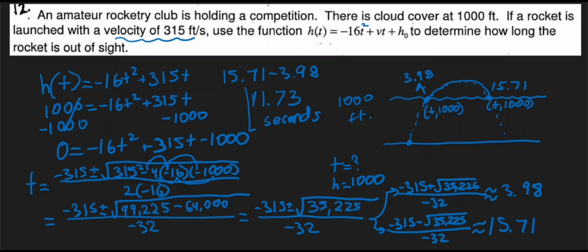All right, so for 11.73 seconds, the rocket would be out of sight, and that would be the solution for this quadratic word problem.